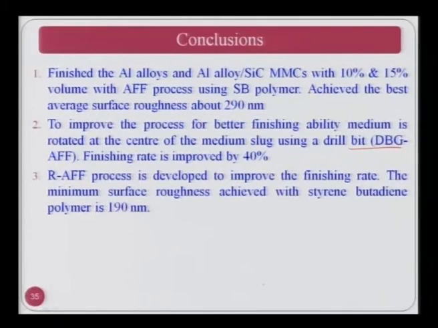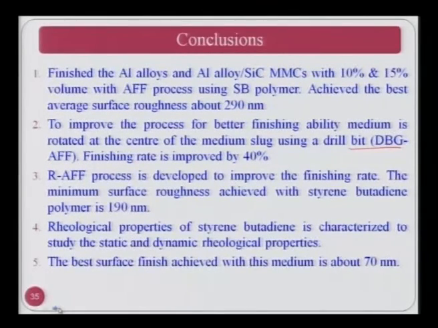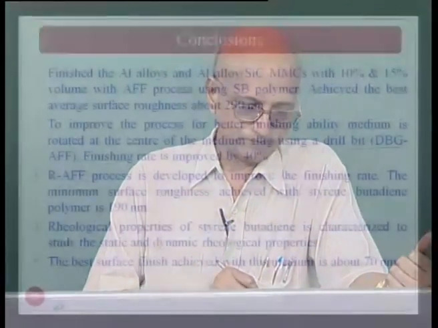Now, the final surface roughness value that you are going to get will depend upon many parameters that I have already explained. Rheological properties of styrene butadiene are characterized to study the static and dynamic rheological properties. The best surface finish achieved with this medium is 70 nanometer, that is 0.07 micron.